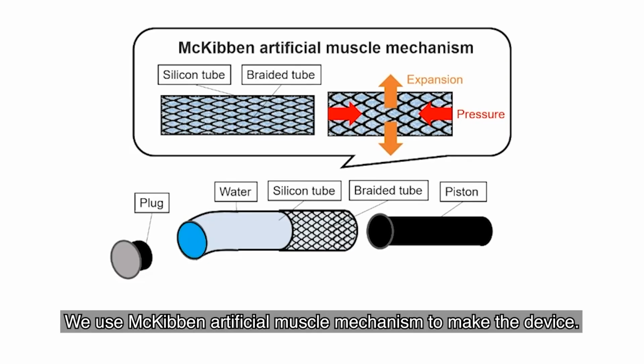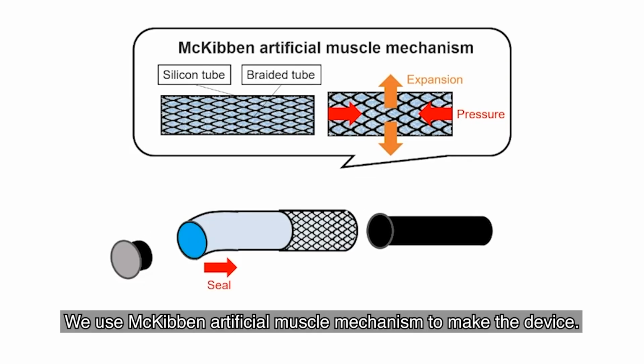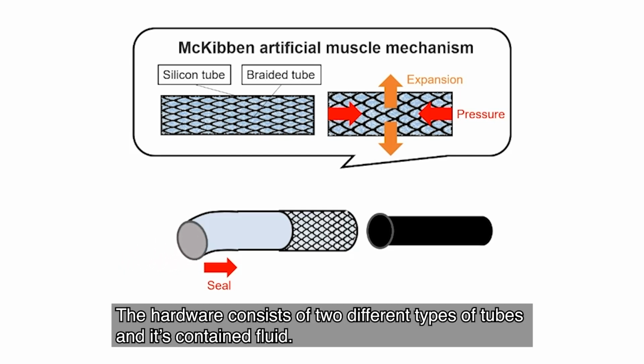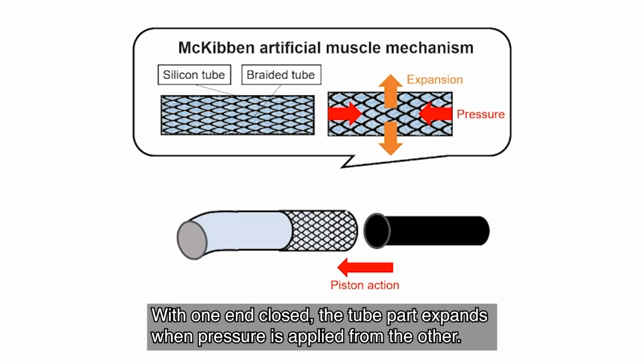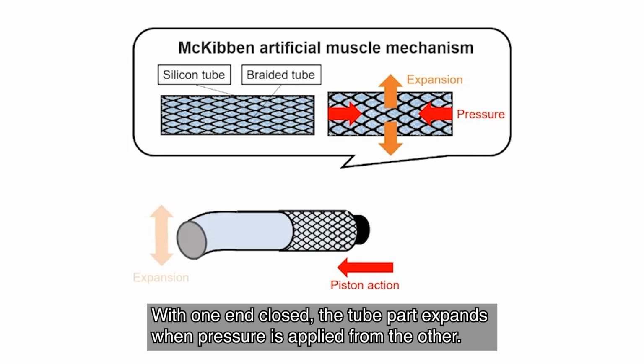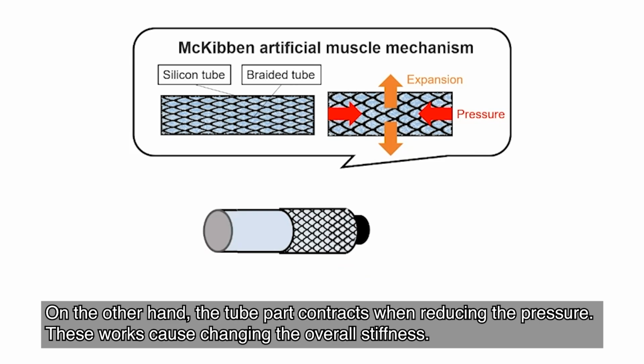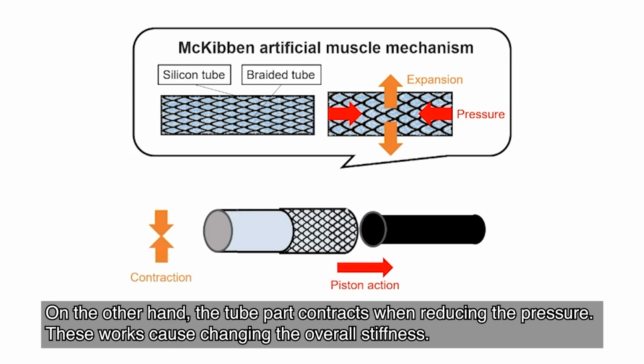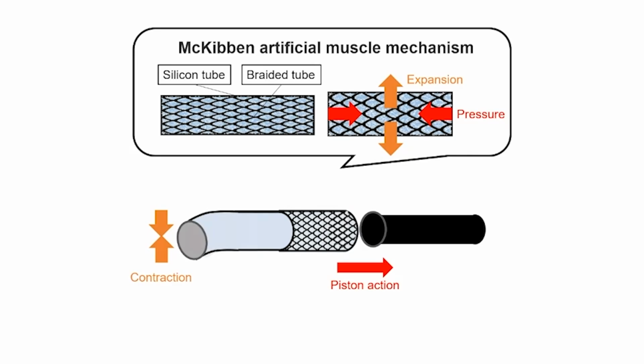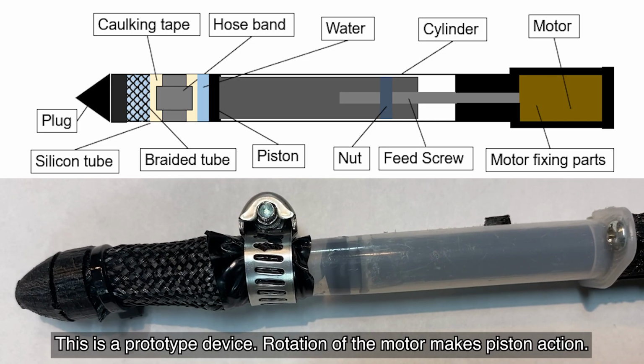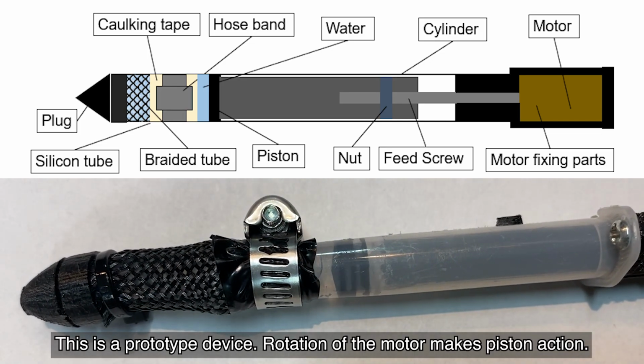We use the McKibben artificial muscle mechanism to make the device. The hardware consists of two different types of tubes and its contained fluid. With one end closed, the tube part expands when pressure is applied from the other. On the other hand, the tube part contracts when reducing the pressure. These actions change the overall stiffness. This is a prototype device. Rotation of the motor makes piston action.